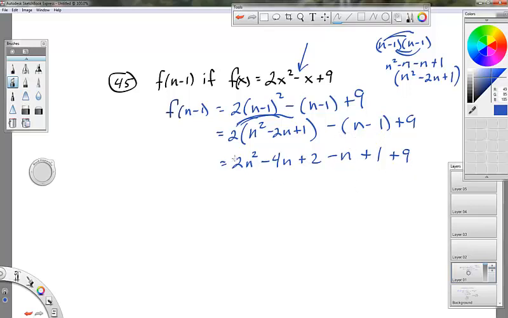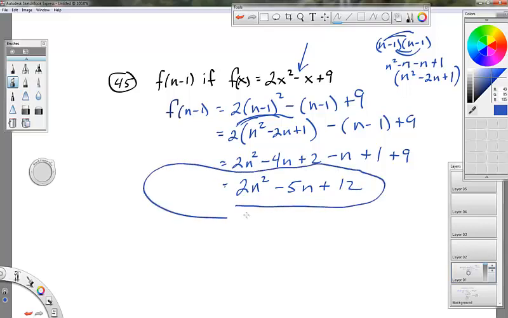So now I got all my terms, and all I need to do now is combine like terms. I only have one square term. I have a couple different n terms. That's going to be minus 5n. And I have 2 plus 1 plus 9. Those are all positive, so it is plus 12. And that is my final answer. And so you would read this as f of n minus 1 equals that.